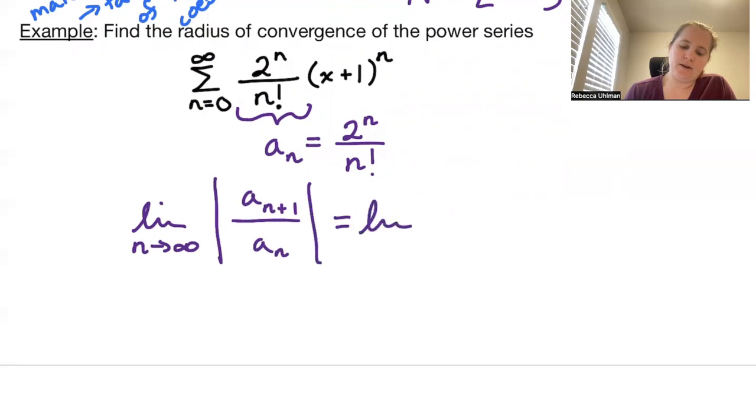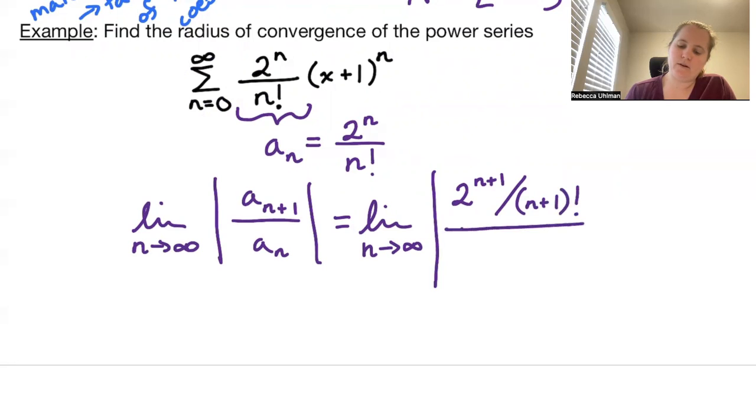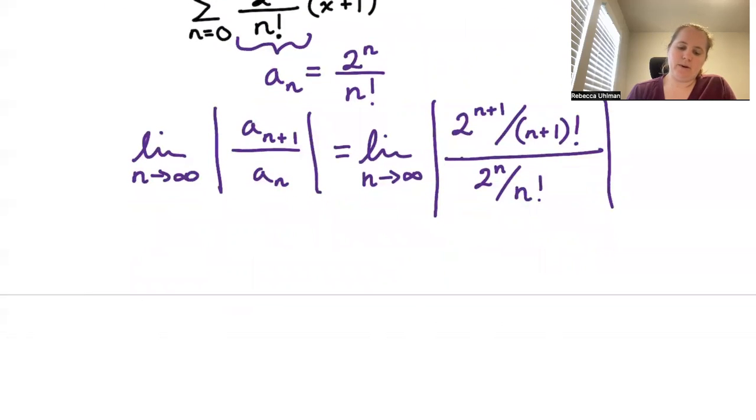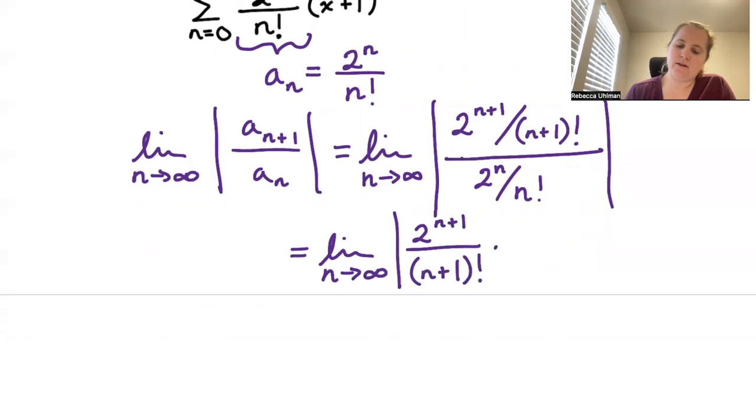we are looking at the limit as n goes to infinity of the absolute value of 2 to the n plus 1 divided by n plus 1 factorial all over 2 to the n divided by n factorial. We can rewrite this as the limit as n goes to infinity of the absolute value of 2 to the n plus 1 over n plus 1 factorial times n factorial over 2 to the n.